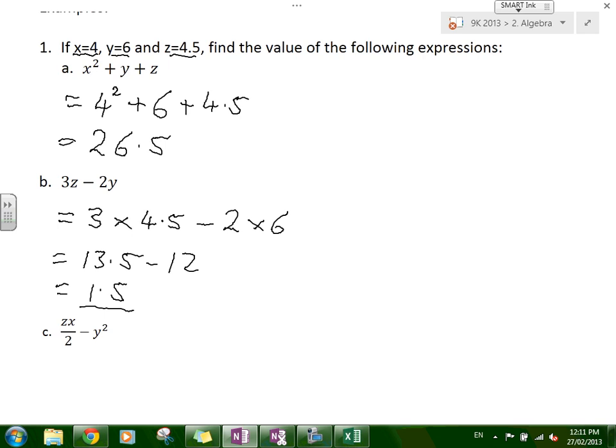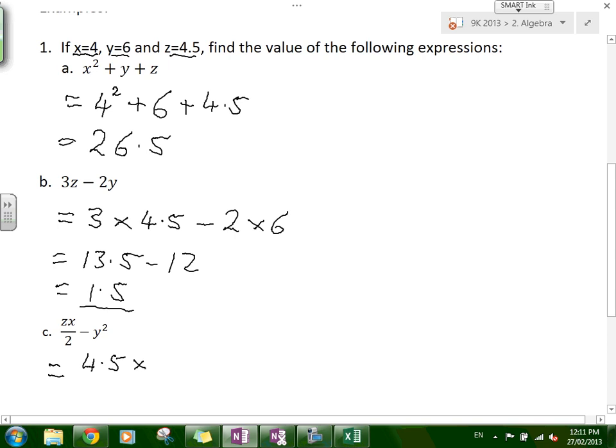zx over 2 minus y squared. Okay? So we're going to go here. zx over 2 minus y squared. Okay, good. So let's do, so it's 4.5 times 4 over 2, minus what? Yeah, so 6 squared. Good. So I'll just write 6 squared for the moment. All right. So 4.5 times 4 over 2 minus 6 squared.